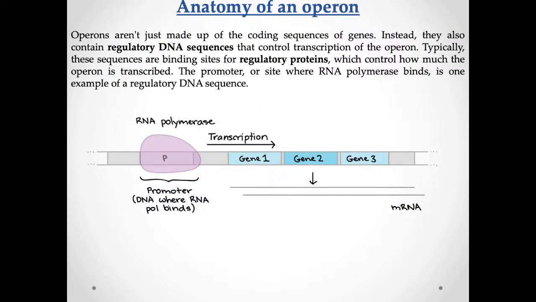So let's see the anatomy of an operon system. Operons aren't just made up of the coding sequences of the genes. Instead, they contain regulatory DNA sequences that control transcription of the operon, and typically these sequences are binding sites for regulatory proteins. So you have RNA polymerase here with the promoter, the DNA where RNA polymerase binds. In the transcription part, you will have gene 1, gene 2, and gene 3, and then they will produce your messenger RNA.